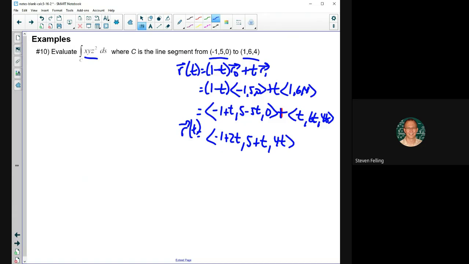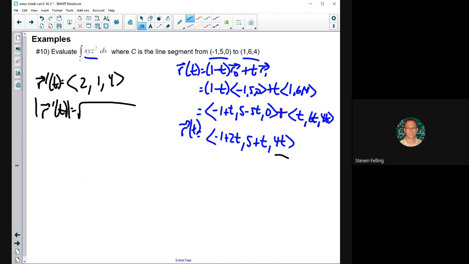because the next thing I'm going to do is take the derivative of that. So the derivative, r prime, is, let's see, the derivative of the x term is 2, the derivative of the y term is 1, and the derivative of the z term is 4. So 2, 1, 4. If I want to find the magnitude, I take the square root of the sum of the squares. That turns out to be the square root of 21. Okay, so that's the distance along the curve for each little piece of the parameterized curve.